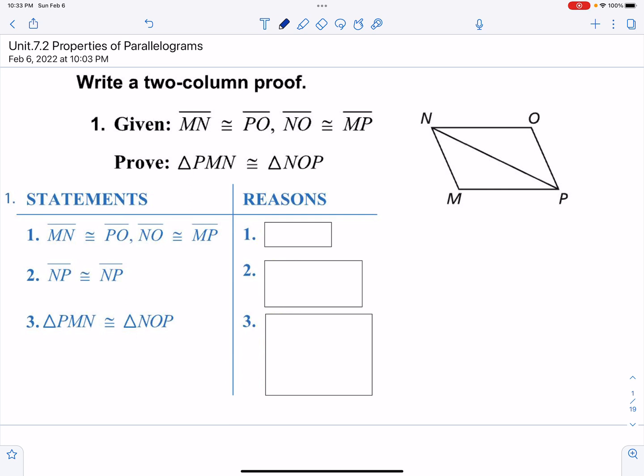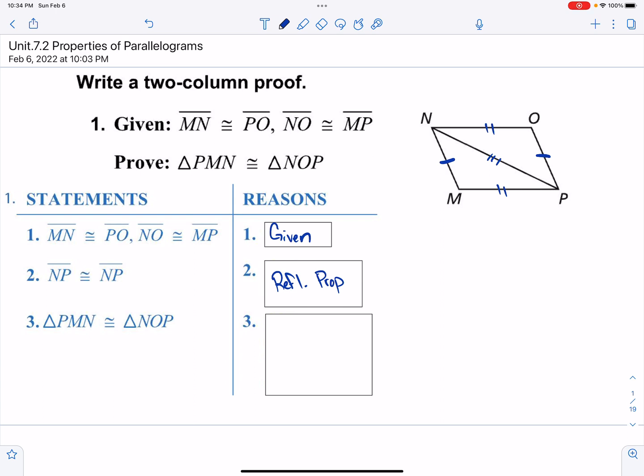What I'm going to do as you do that is mark what we have to see what's going on here in the right hand column. So we are given that MN is congruent to PO, and then we are also given that NO is congruent to MP. So that's what's in our given. The next one is we have NP is congruent to itself, and hopefully we all remember that's by the reflexive property of equality. Anytime you see something is equal to itself.